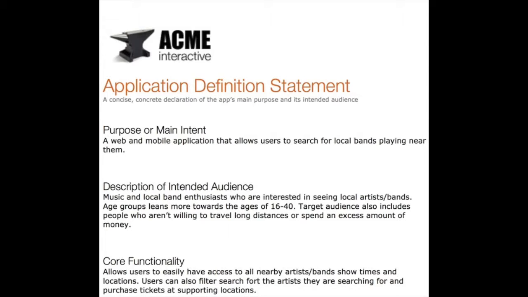The core functionality of the app will allow the users to easily have access to, again, nearby artists, bands, show times, locations. They can filter their searches, change different aspects of the search that would give them a list of the bands, the venues, the clubs where they're playing, times, dates. They can purchase the tickets. And they can also use their own mobile app with the barcode as a ticket.